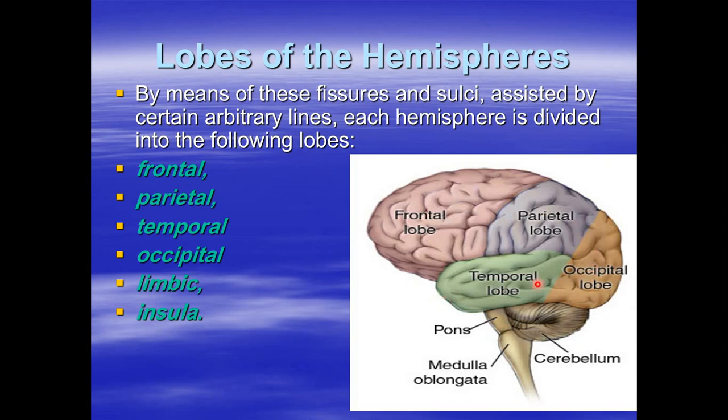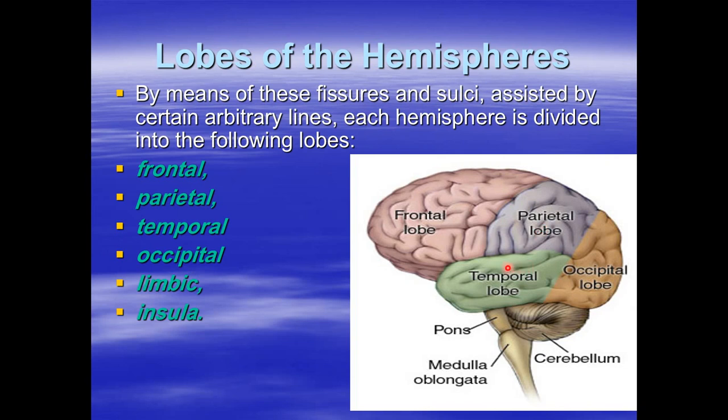These lobes are not separated by real anatomical boundaries. They are separated by arbitrary fissures, by arbitrary sulci. Just the scientists agreed that this sulcus will separate this from this. There is no real anatomical boundary between them.